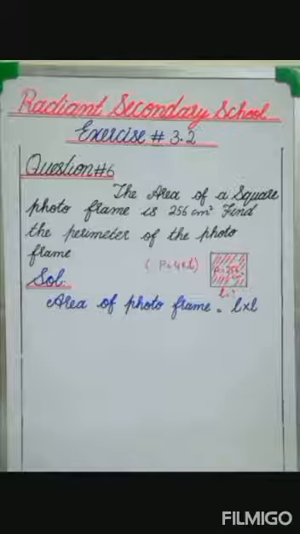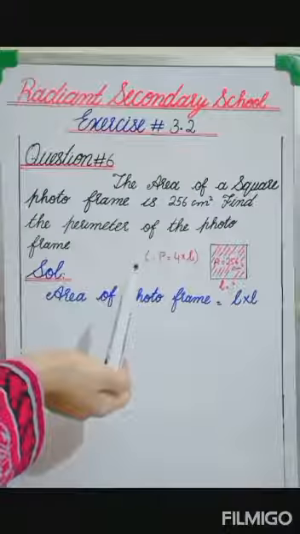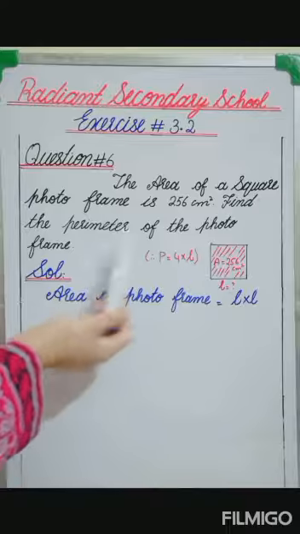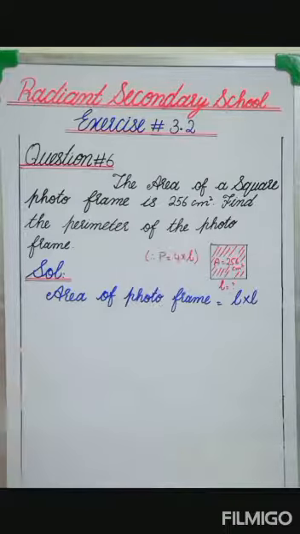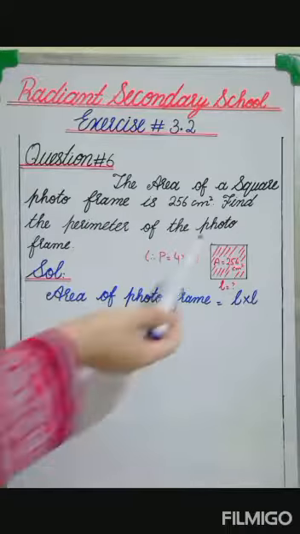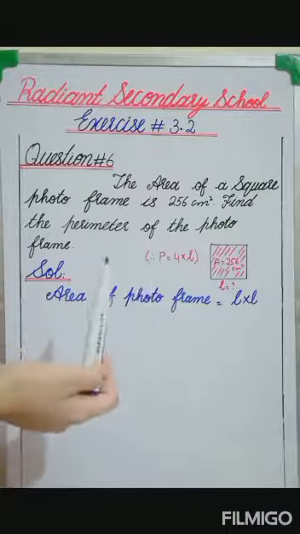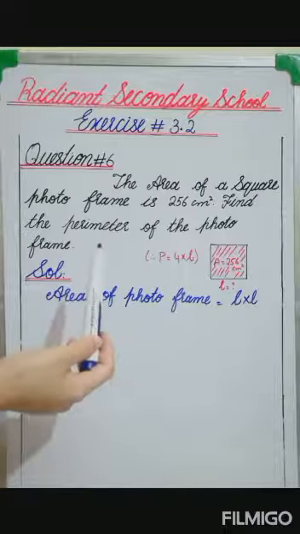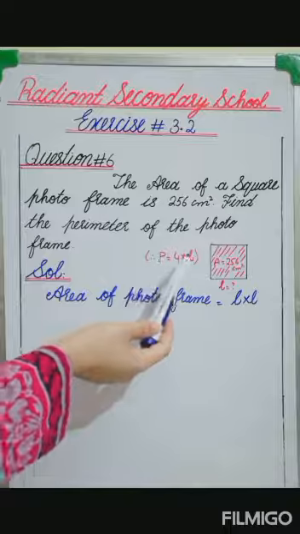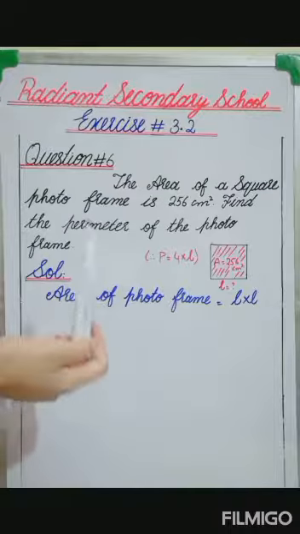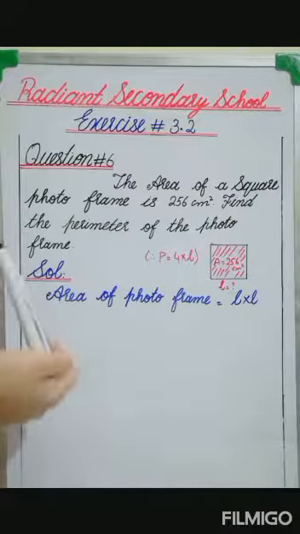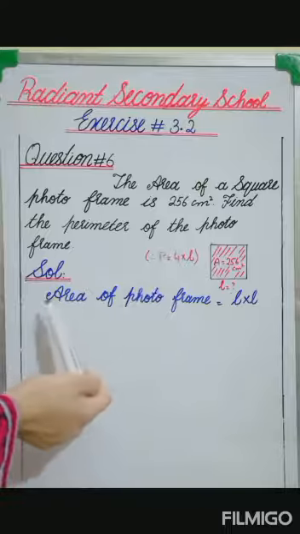Next, question number 6: the area of a square photo frame is 256 centimeters square. Find the perimeter of the photo frame. Now we will find out the perimeter of this photo frame. Perimeter is basically the total length around a closed figure. Students, you have already learned in the previous class that the formula of perimeter of square is 4 multiply length. So before finding the perimeter, firstly we will find out the value of length by using this formula.